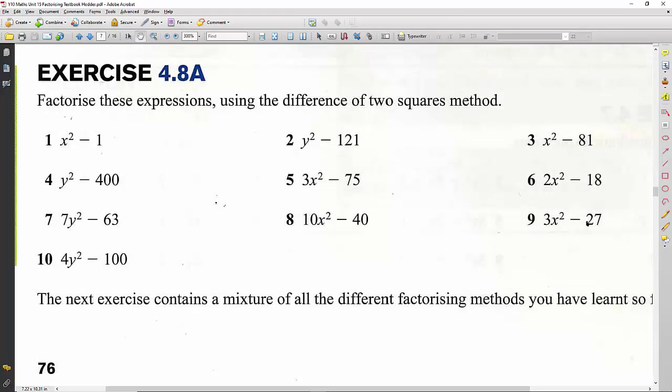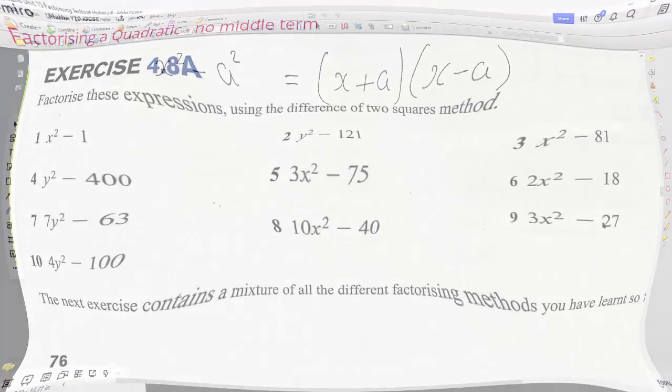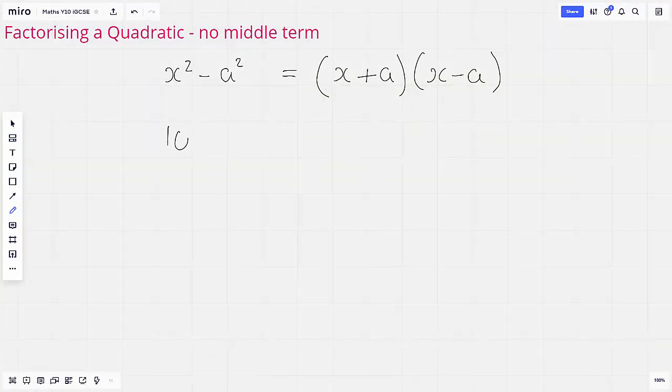Finally, for a little bit of extra complexity, let's have a look at question number 8, where we've got something in front of the x squared. We've got 10x squared minus 40. We might need to take a slightly different approach to this. An extra step might be involved. So I'll put down our 10x squared minus 40. And we want to work out what the solution to that is.